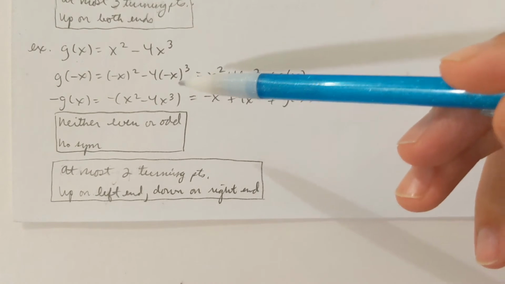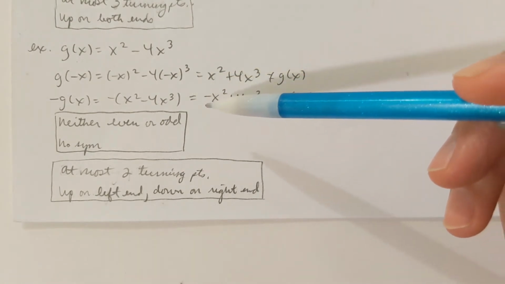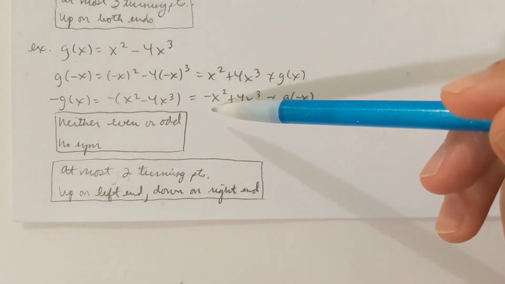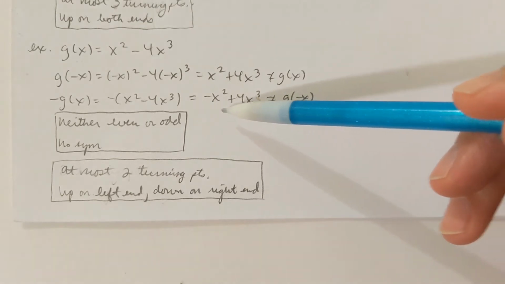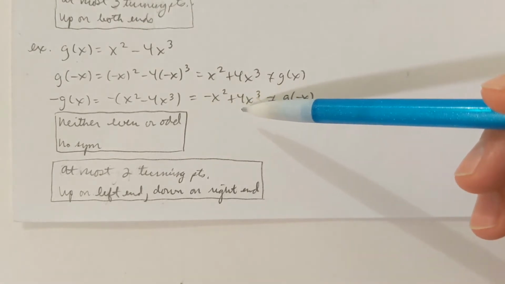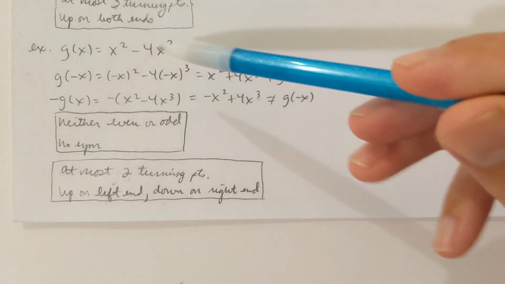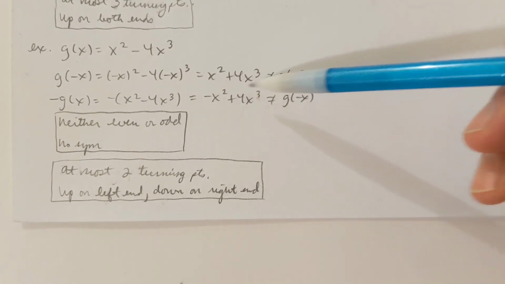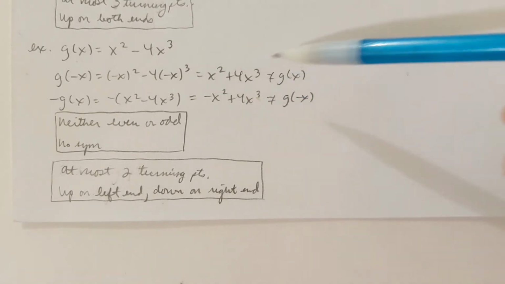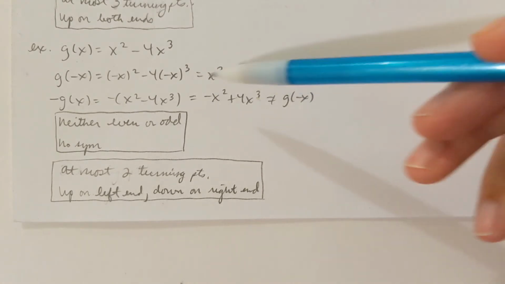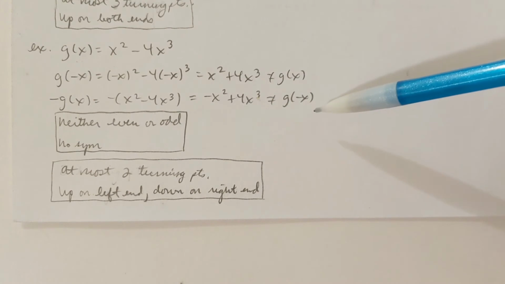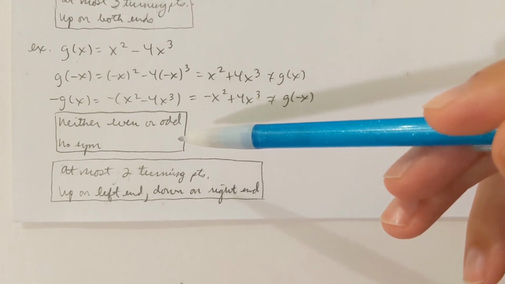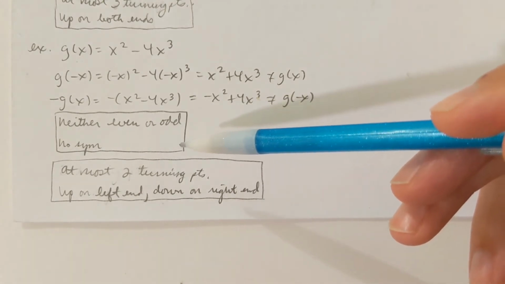Negative g of x is what I need to find next. Negative g of x means negative the whole thing, x squared minus 4x cubed. And when I distribute the negative there, negative x squared plus 4x cubed, that's not the same as g of negative x, because I've got a negative sign instead of a positive sign. So negative g of x is not the same as g of negative x. This is neither even nor odd.